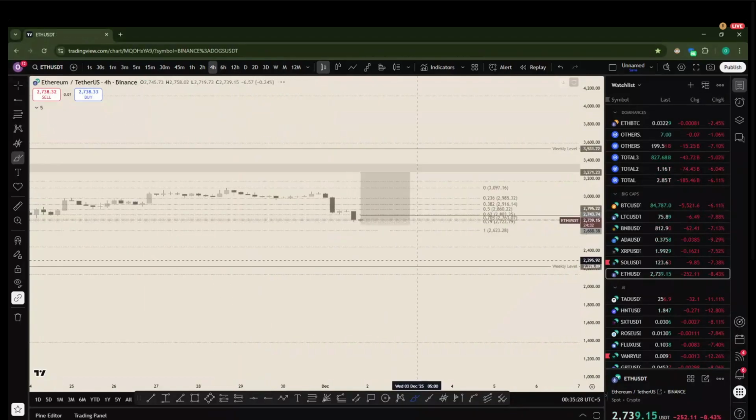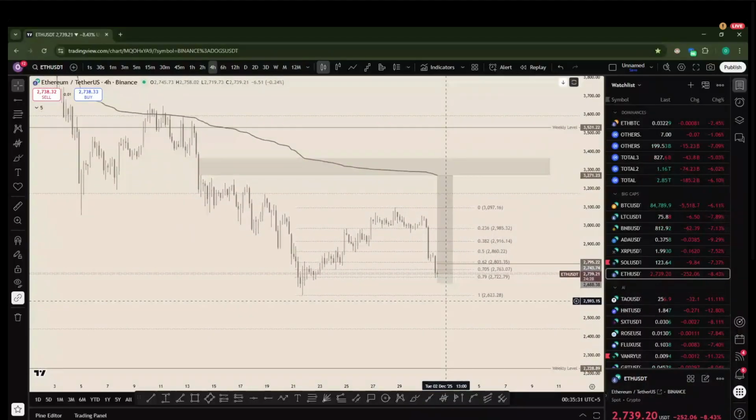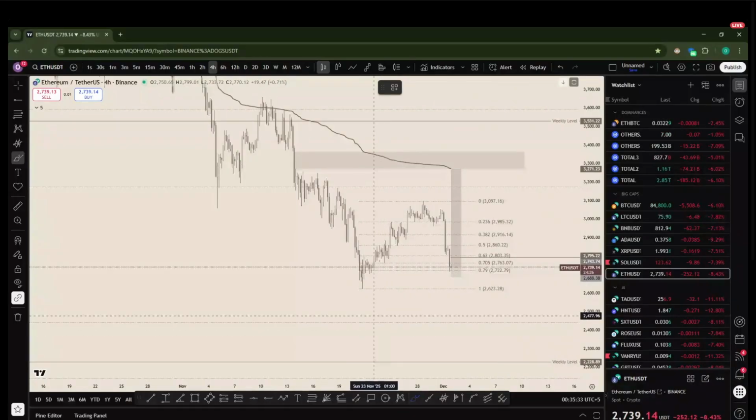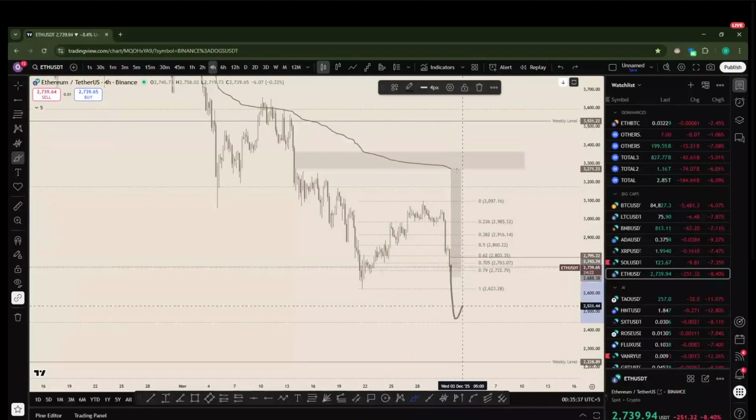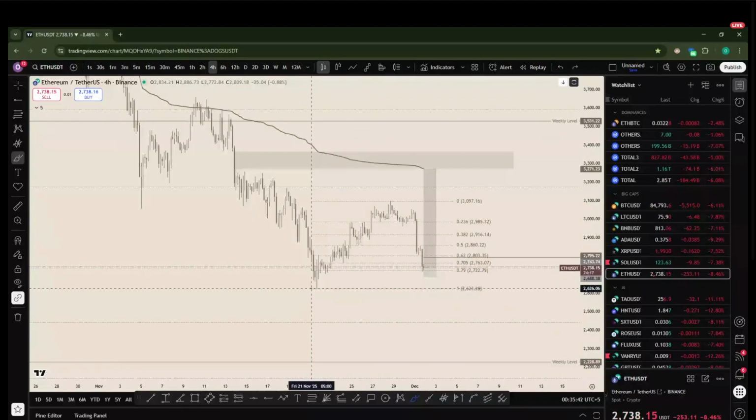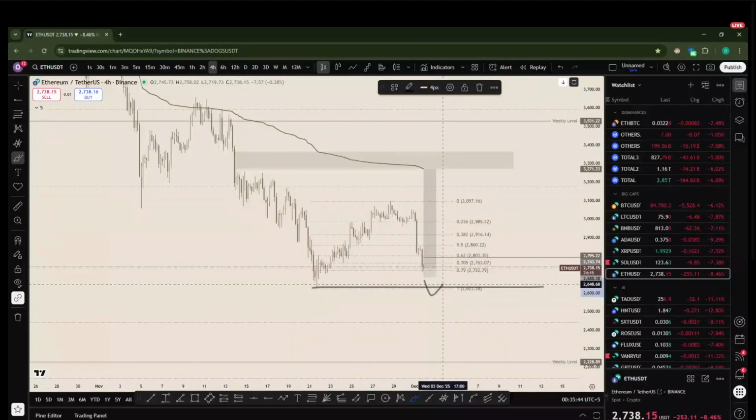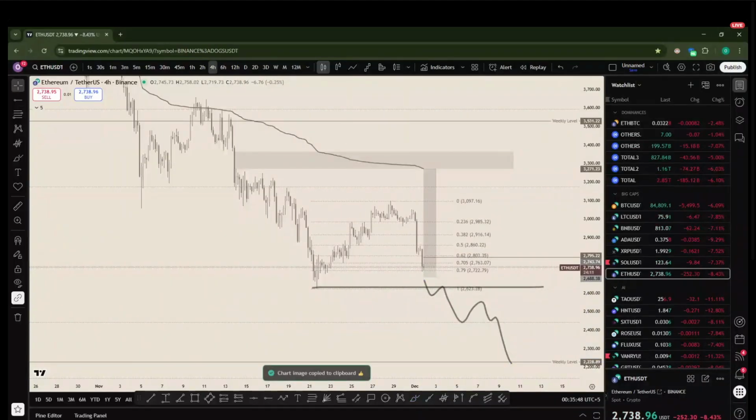So yeah, now if I go on a 4 hour, this low should be protected. We should not sweep this low, and we should not go below this low. If we go, then I'm expecting this weekly level. It is pretty simple. So if we do something like this, then this is going to happen. So yeah, that's what I'm sharing.